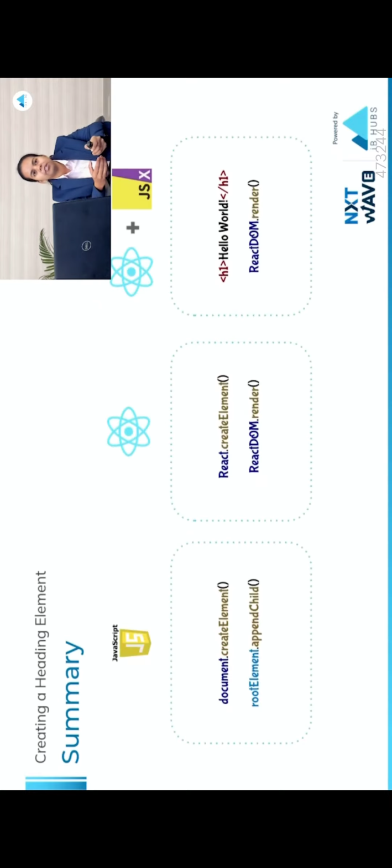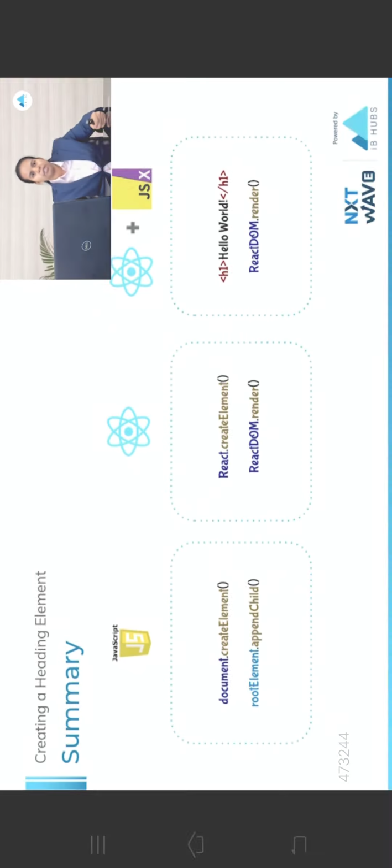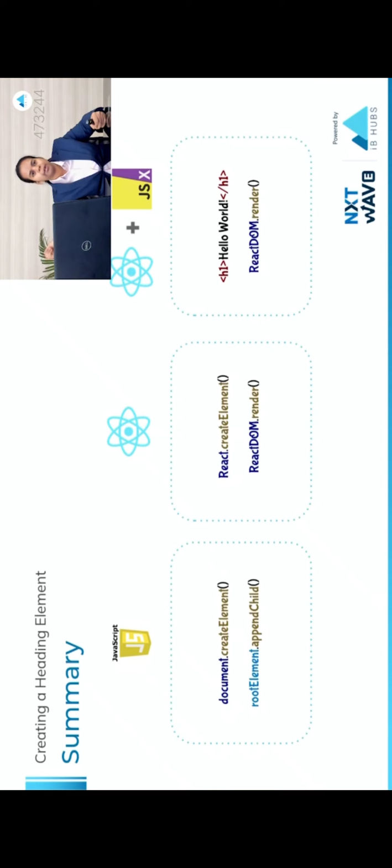Okay, so now we understood about this. In the case of JavaScript, to create an element, we write document.createElement. In the case of React.js, it's React.createElement. In the case of JSX with React, we just directly write the HTML part, so h1 hello world /h1 in this manner. And when it comes to the rendering, in the case of JavaScript, we take the element dot appendChild.